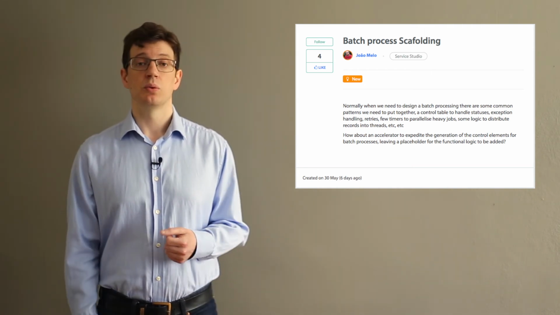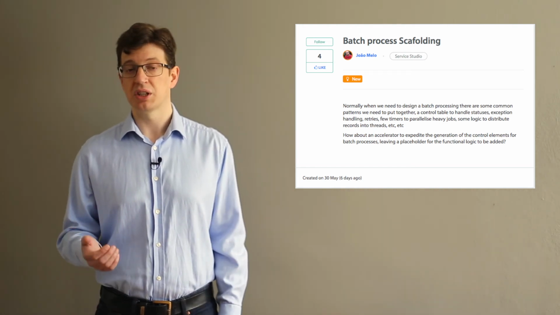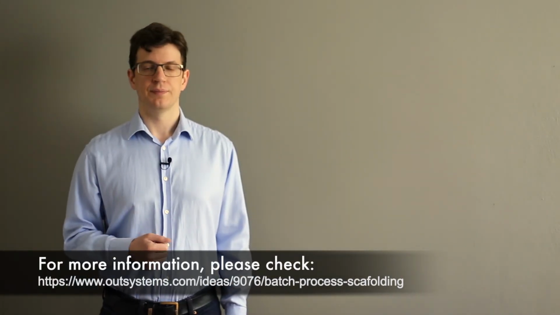The idea is, when designing a batch processing, the scaffolding would put in place the common patterns that we would need, such as a control table to handle the status, exception handling, retries, some logic to distribute the records into threads, and so forth. If you want to reach out to this idea, you can do it by going to the following page.